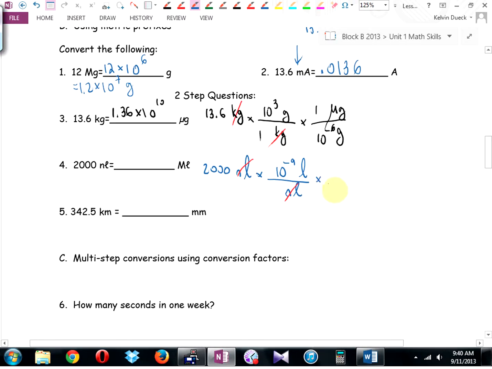So, okay. Where do I want to put the liters in the next fraction? On the top or on the bottom? On the bottom this time. I want the megaliters to be on top. But this isn't correct. What's mega the same as in front of a liter symbol? Can you see it? I think it's going to be 2,000 times 10 to the negative 9 divided by 10 to the 6th. Yeah?